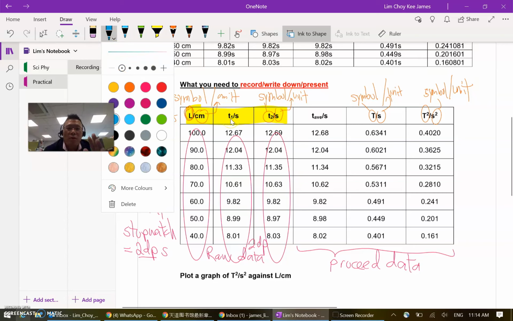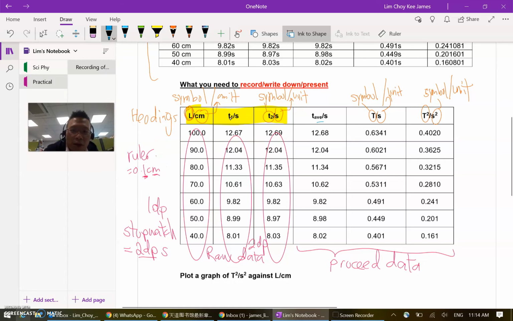T average is process data, whereby the students are required to use the raw data and do some mathematical manipulations. When we talk about averaging, we follow the smallest or the least dp of the data used.